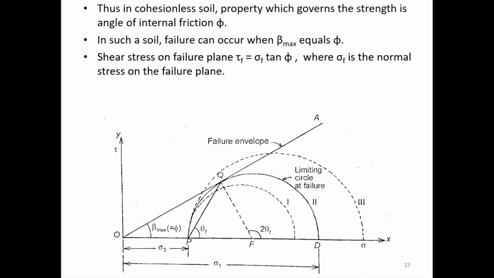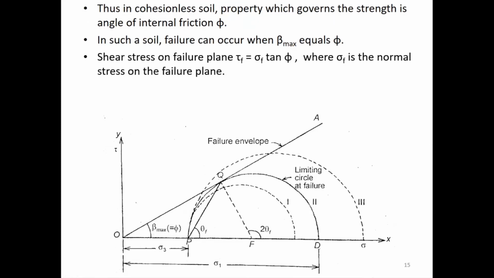So the maximum possible beta max here represents the angle of obliquity of the resultant where the maximum sigma and tau, or the failure sigma and tau, is possible. It is represented by the angle of obliquity beta max, and the plane at which it is inclined is theta f. So this beta max will be equal to phi, where phi is the angle of internal friction of the soil, right? So shear stresses on that failure plane.